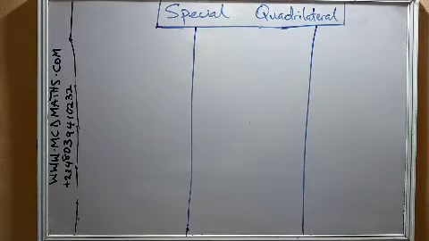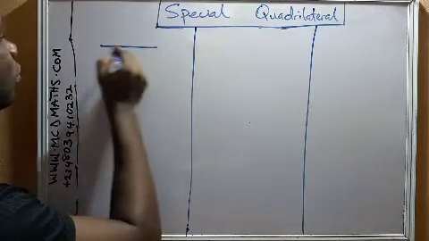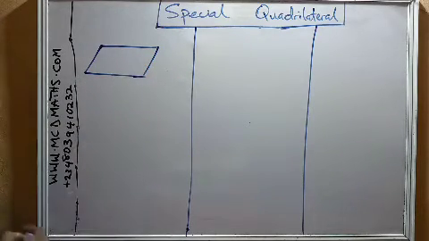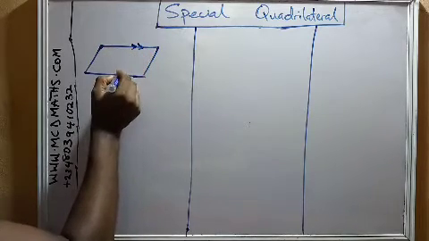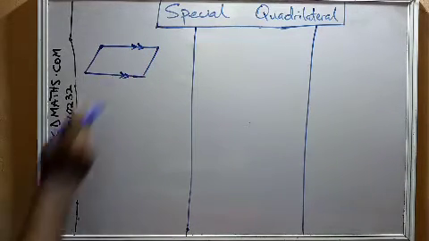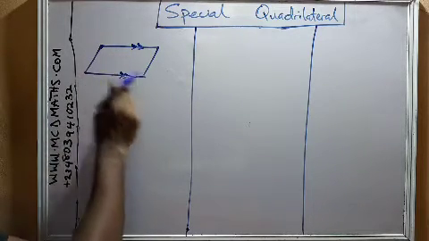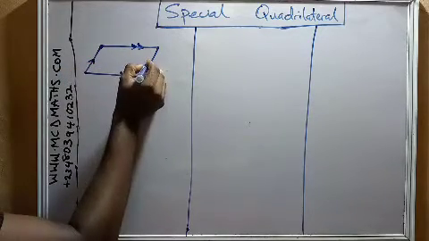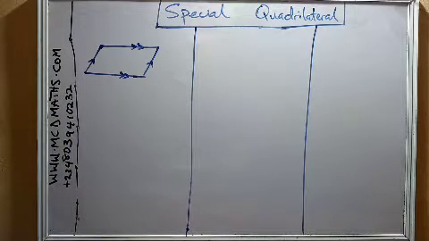Okay, in this session we'll be talking about special quadrilaterals. We're going to start with the parallelogram. Now, with the parallelogram, opposite sides are equal and parallel. So this is parallel and equal. Then this is parallel to this and also equal to that. So opposite sides are equal and parallel.